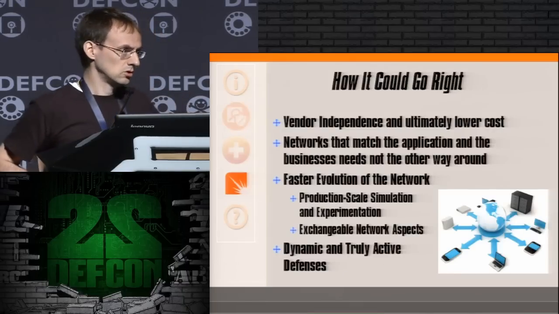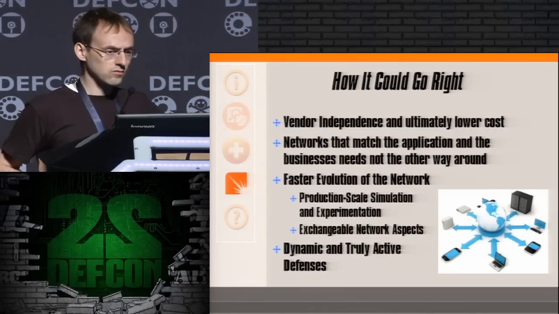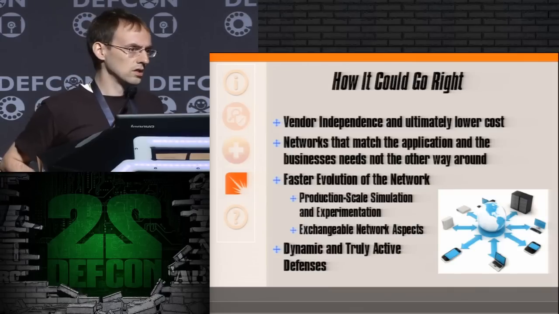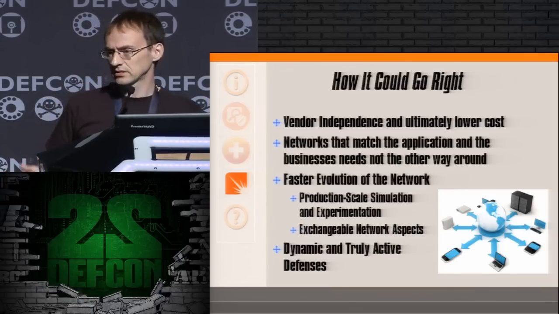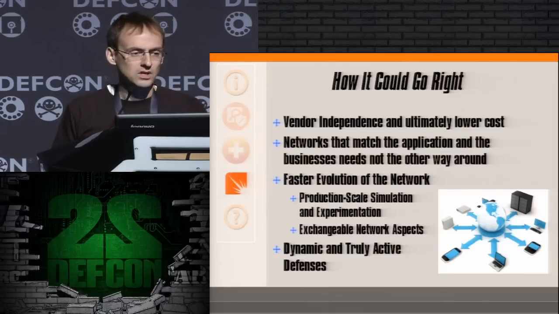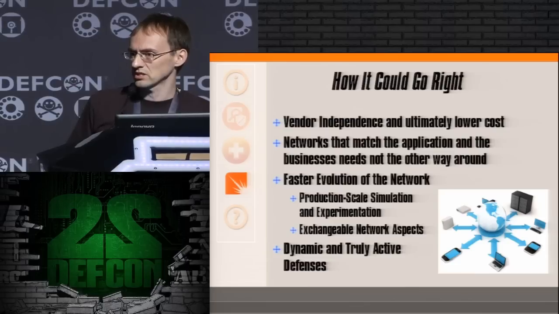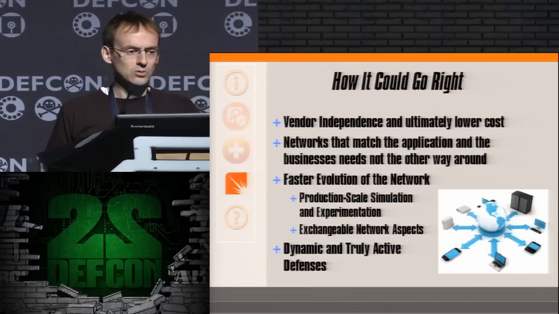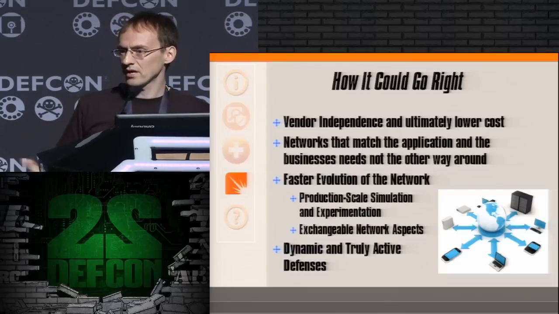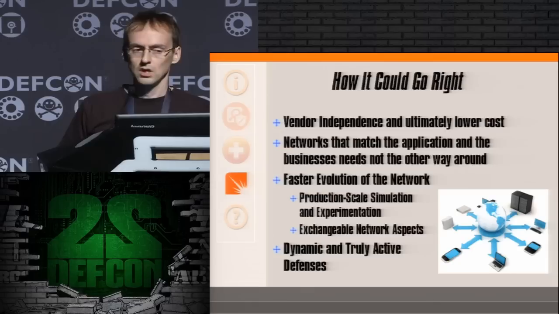Now, assuming we move forward on this, how could it go right? What are the things we expect to see at the end of this, besides the problems that it solves? Vendor independence and ultimately lower cost. A lot of the limitations we currently experience in network space will go away. Networks that match the application and the business needs, and not the other way around. We don't have to make our network fit the equipment. We can make the equipment fit what we want to do on our network.